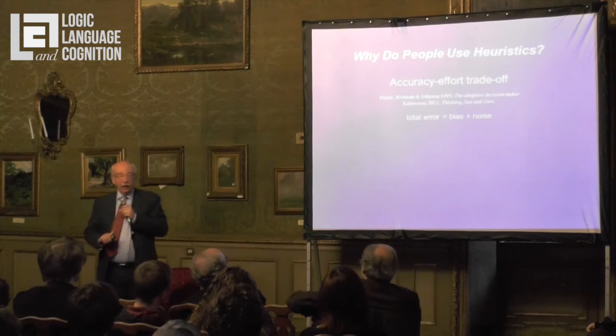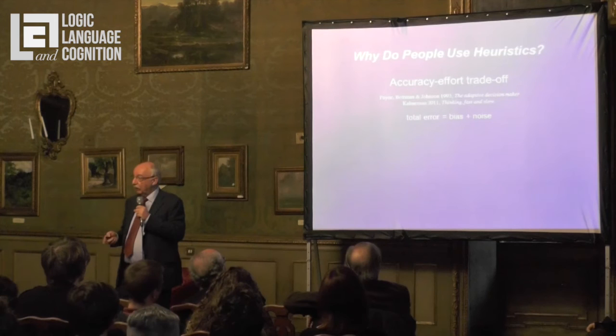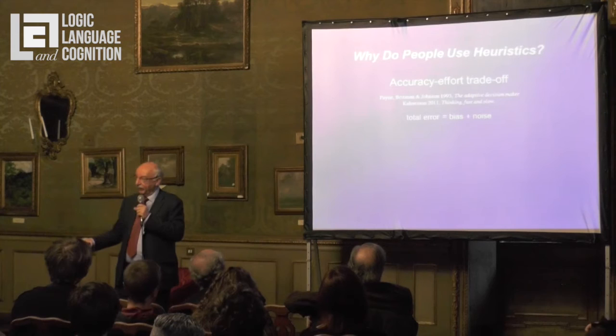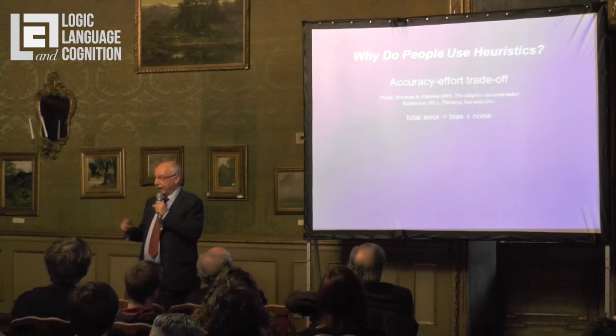It's called the accuracy-effort trade-off. So people use heuristics because it saves effort, but they have to pay a price for that in accuracy. That's the typical story. You find this almost everywhere. Certainly the heuristics and biases program is built on it.